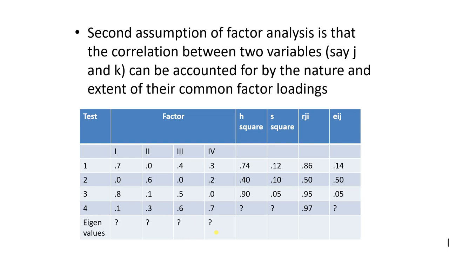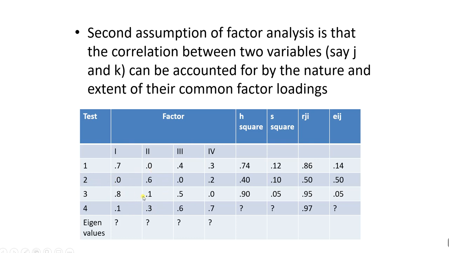Now, come to the second assumption. In the second assumption, what we say is that if this factor structure matrix gives the nature and extent of the factor loadings, we know the factor loadings exactly. So if we know the factor loadings, then the assumption is that we can account for the correlation between any two variables. Suppose we want to know the correlation between variable 1 and 2, then we can compute this from the knowledge of these factor loadings.